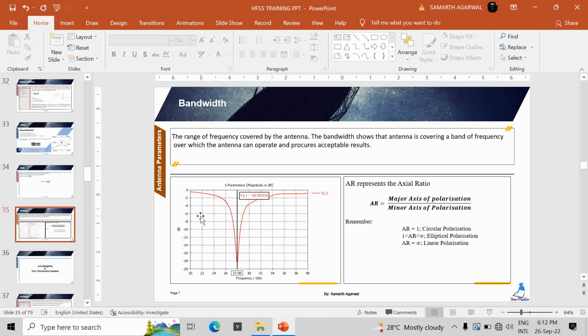Further, now next is axial ratio. On the right side, I have mentioned it. Axial ratio is the major axis of polarization divided by the minor axis of polarization. Remember that in theory, the axial ratio equals 1 for circular polarization, 1 to infinity is elliptical polarization, and infinity is linear polarization. But in simulation, in CST, FEKO and any other software as well, up to 3 dB we consider it circular polarization, and after 3 dB it is linear polarization.